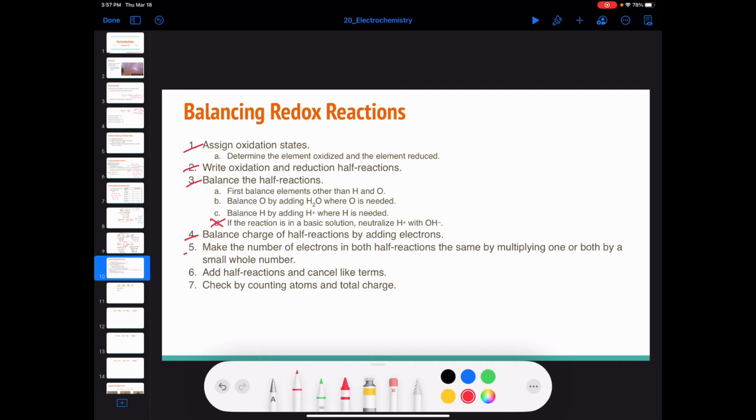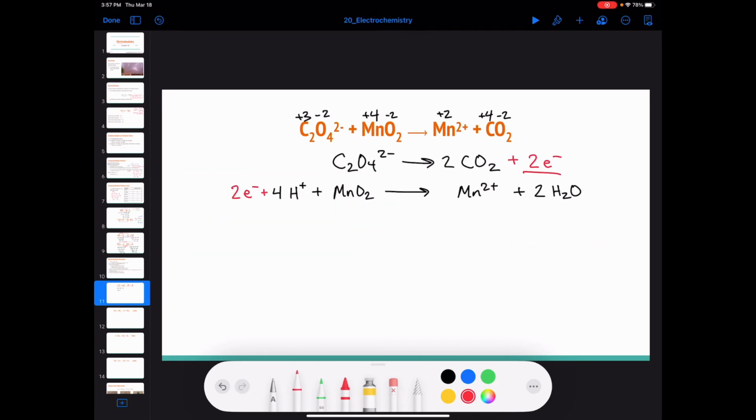Now we need to make sure that the number of electrons in both half reactions is the same. In this case, we're lucky because we have 2 here and 2 here, so they already are the same. But if they weren't, we might have to double or triple one of them in order to make them the same. What we're trying to do is make sure that these 2 electrons exactly cancel out these 2 electrons, so that when we add the reactions together, they end up canceling out. Kind of like when we do Hess's law, we add the 2 steps together and we cancel out anything.